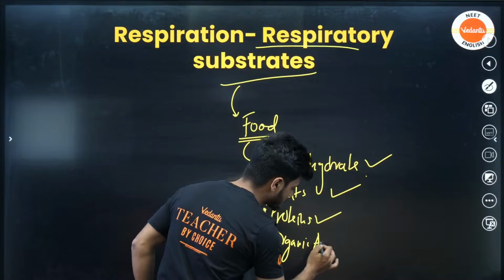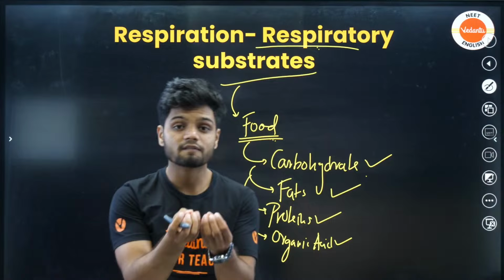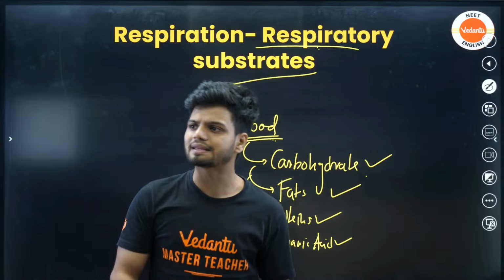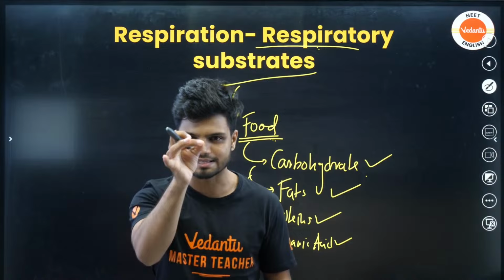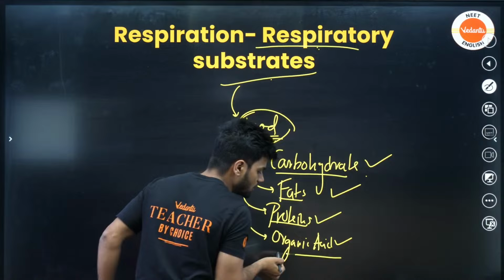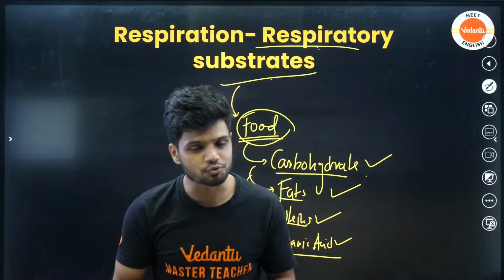So what is a respiratory substrate? A respiratory substrate is a substrate which is used in respiration. Now in the chat, Gautam is telling me the exothermic catabolic reaction which includes release of energy is called respiration. Exactly. That is respiration. So what is a respiratory substrate? It is nothing but your food, such as your carbohydrates, fats, proteins, or certain organic acids, the substrate which is used in your respiration.